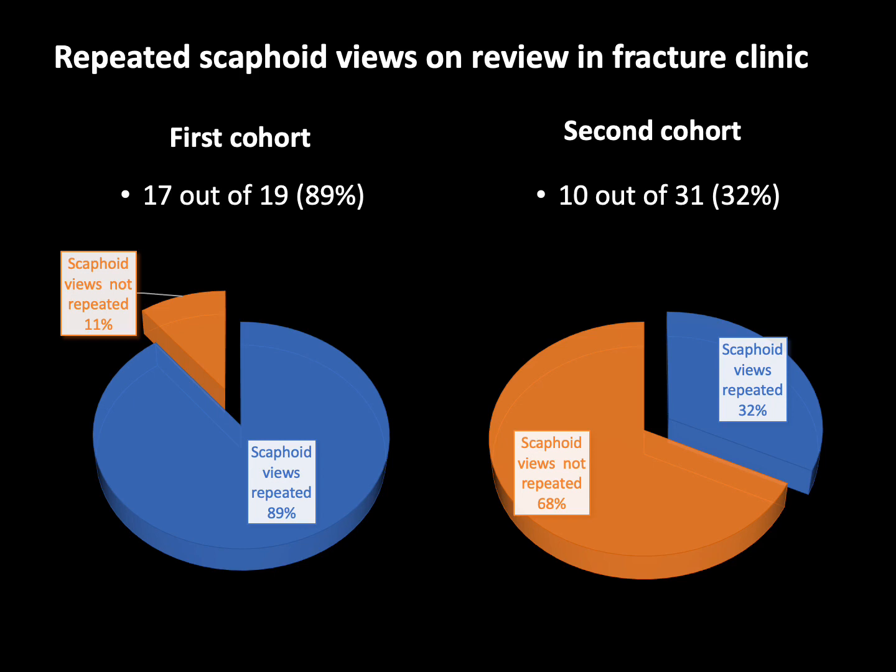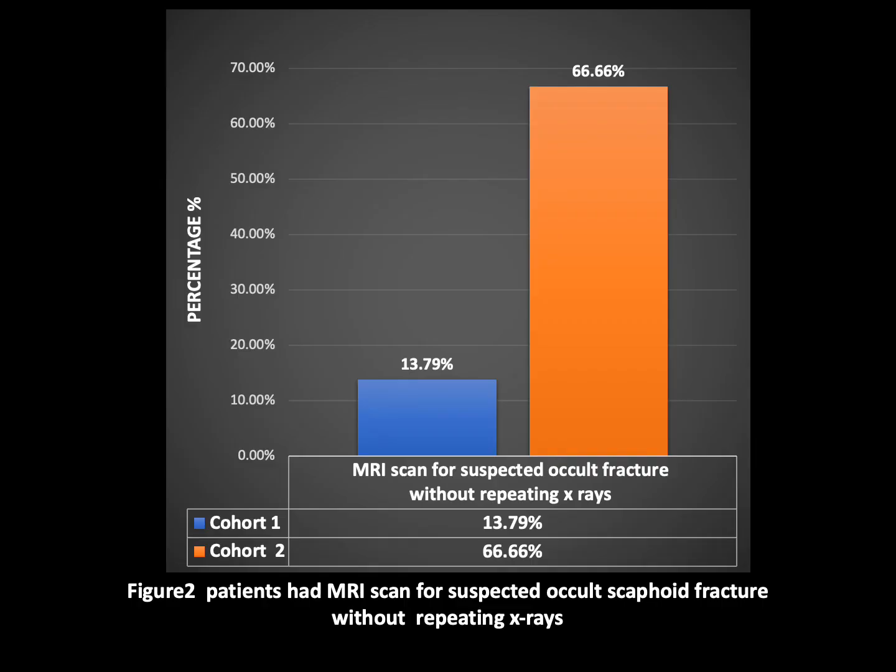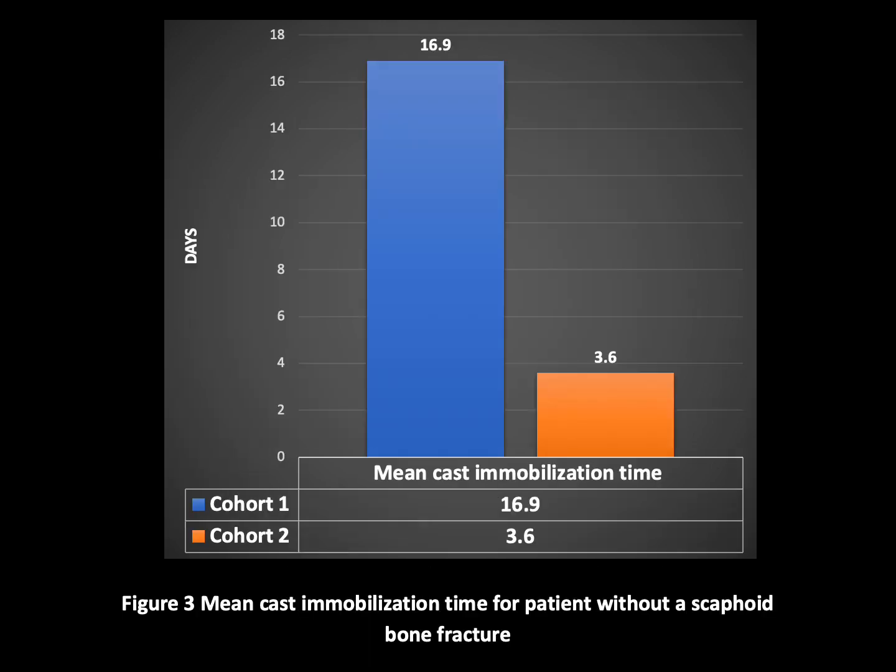After introduction of the pathway, repeating scaphoid views on assessment in fracture clinic has reduced from 89% to 32% in the second cohort. MRI scan for suspected occult fracture without repeating X-ray has increased from 13.79% to 66.66% in the second cohort. The time for cast immobilization in patients proven to have no scaphoid fracture has reduced from 16.9 days to 3.6 days in the second cohort.